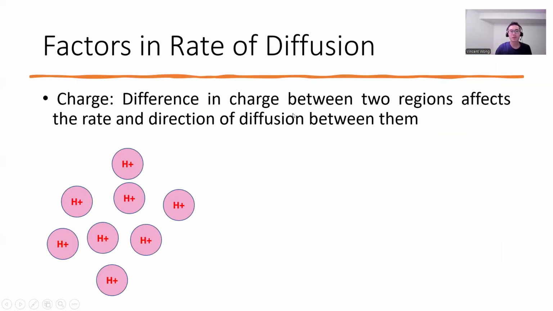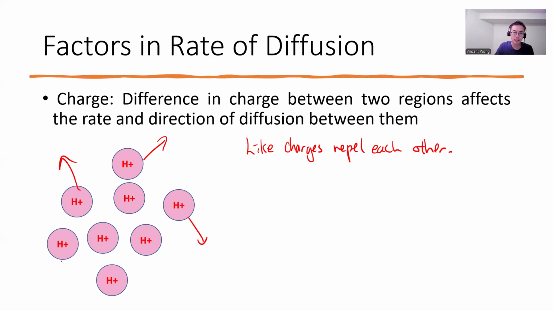And the last factor that affects rate of diffusion is the charge of the particles. Okay? So the key thing here to remember is that like charges repel each other. So they're all positively charged. They don't like to be next to each other. So they will push each other away, right? As far away as possible. So that repulsion between the particles speeds up the process of spreading out. Okay?